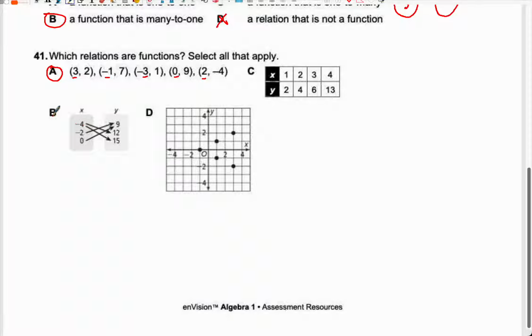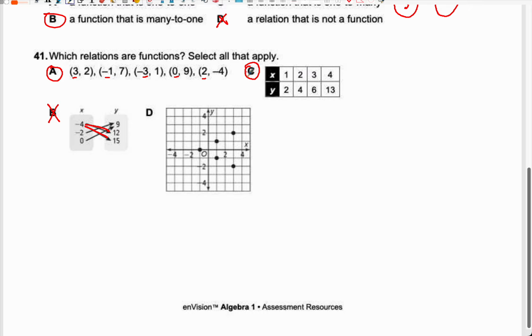For this one, this is a mapping. We've got this domain, -4, that has two arrows going away from it. So this domain value has two outputs. This one input value has two outputs. That means it is not a function. It is a relation. Look at C. Here's my x values, 1, 2, 3, 4.